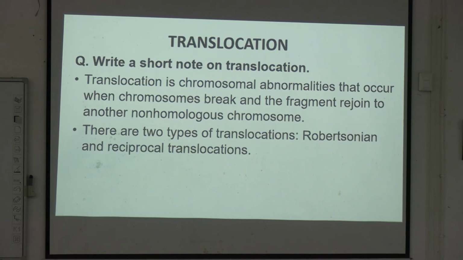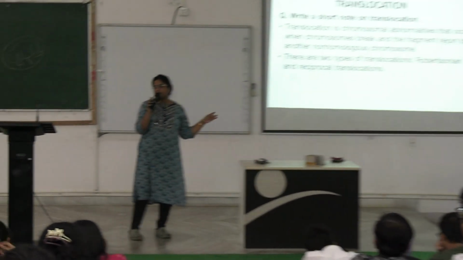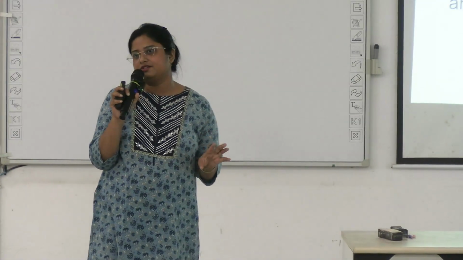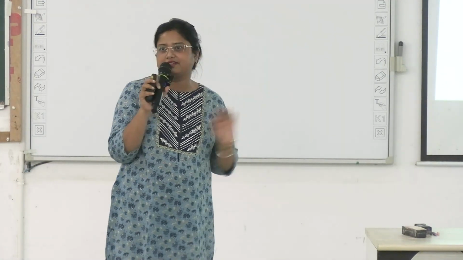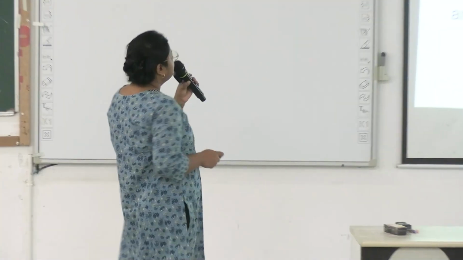Next, we are going to the next topic, translocation. Deletion can come as a short note, and Cri-du-chat syndrome can come as an individual short note. And this genomic imprinting is important, this Prader-Willi syndrome, Angelman syndrome. Next, we are going to translocation.